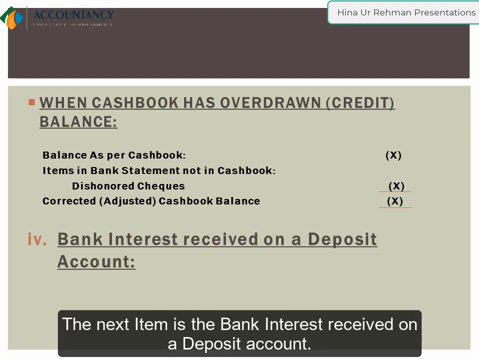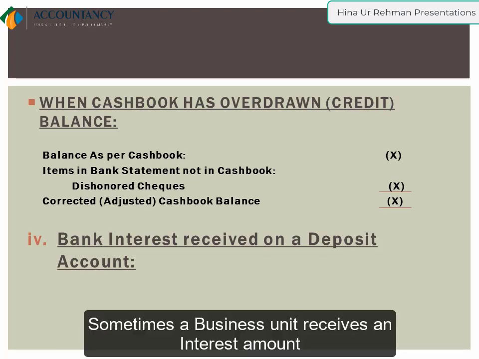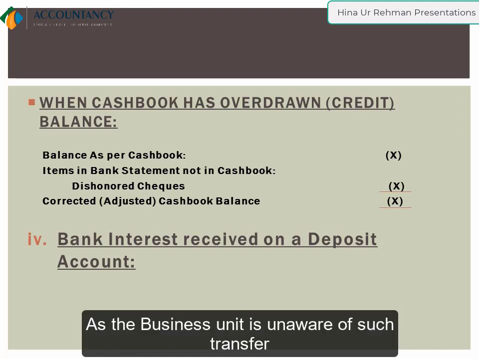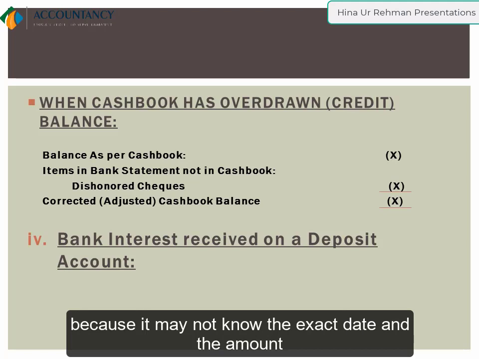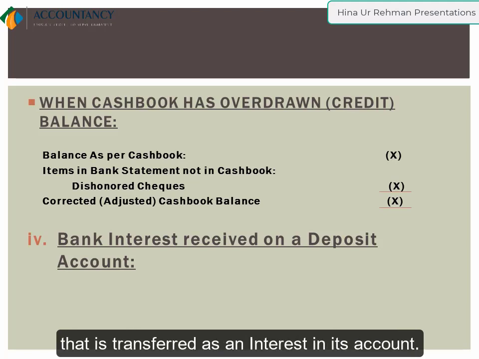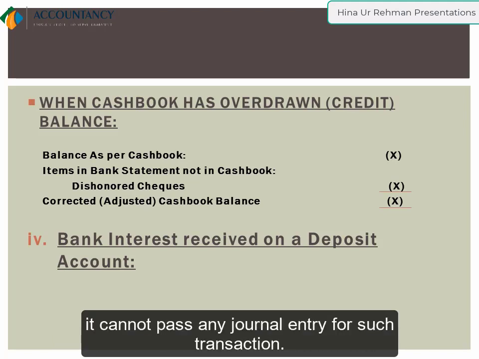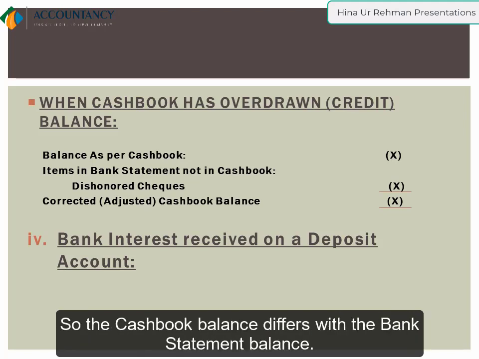The next item is the bank interest received on a deposit account. Sometimes a business unit receives an interest amount against the money deposited in the bank. The business unit is unaware of such a transfer because it may not know the exact date and the amount transferred as interest in its account unless it receives the bank statement. It cannot pass any journal entry for such a transaction. So the cash book balance differs from the bank statement balance.